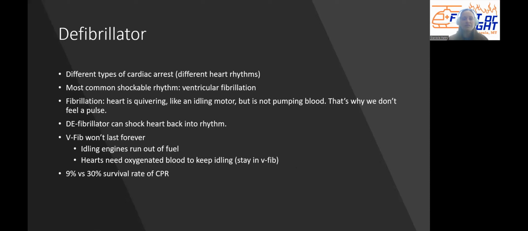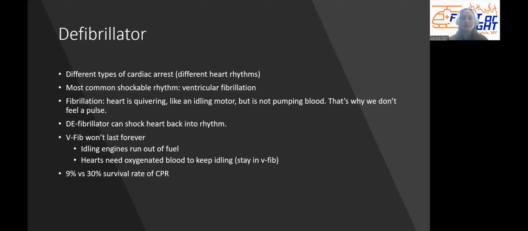You may know that somebody who has no electrical activity is known to be in asystole. A means without, systole means heart rhythm. So asystole means their heart's not pumping and they have no electrical activity to go along with that. That is not a shockable rhythm. But some rhythms are shockable. And the most common shockable rhythm is called ventricular fibrillation.